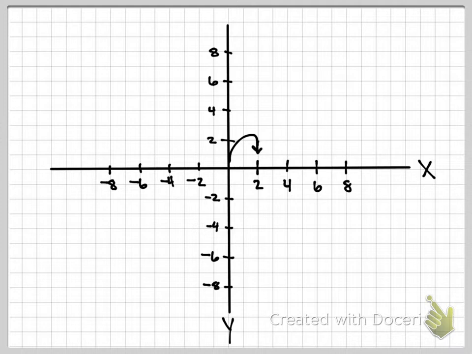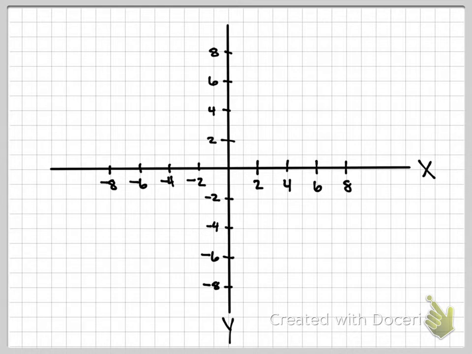Skip a block, label your 4. Skip 1, label your 6. Make sure you're skipping blocks, because what value does that very first block represent? 1. Okay, so you got to skip it. Don't skip 2. Skip 1 block. Every other block, 2, 4, 6, 8. Go ahead and number them.